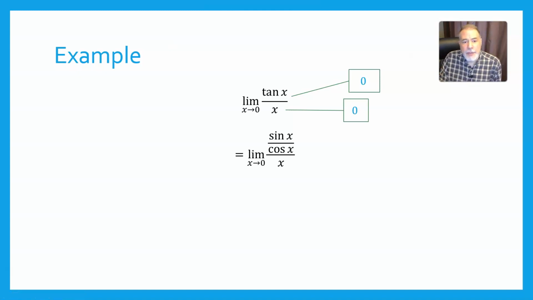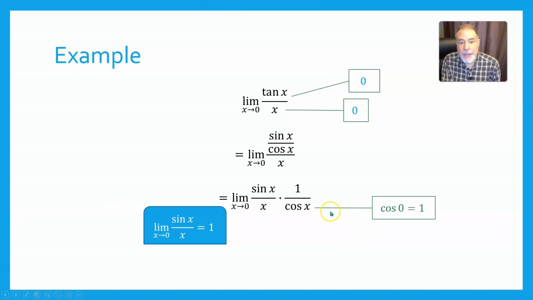And then I can break that up into the sine of x times 1 over the cosine of x. So we have the sine of x over x times 1 over the cosine of x. And both of those have limits that we know what to do with. We know the limit as x approaches 0 of sine of x over x is 1. And since the cosine of 0 is 1, the limit as x approaches 0 of 1 over the cosine of x is 1 over 1, which is 1. And so the limit of the whole thing would be 1 times 1, which is 1.